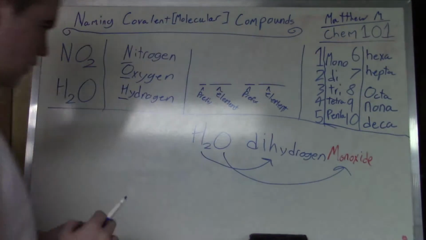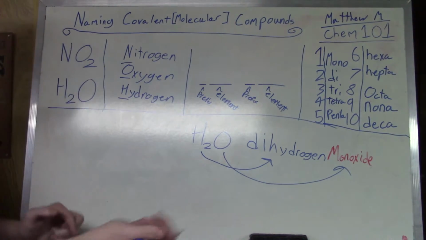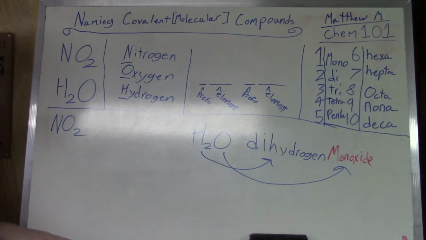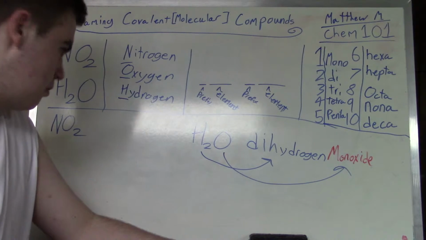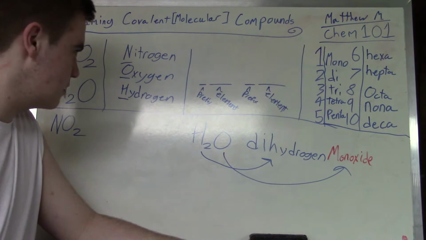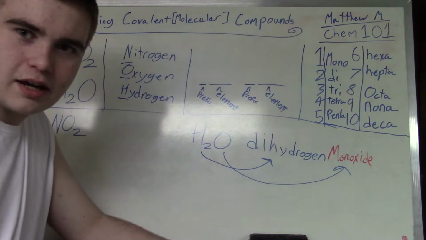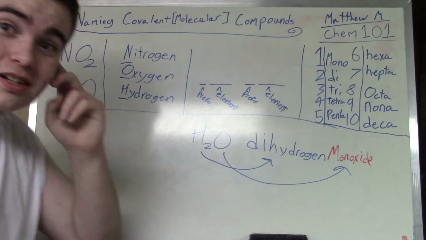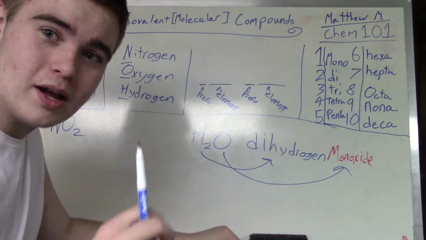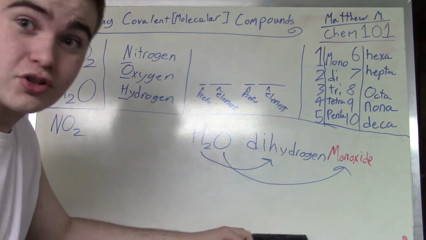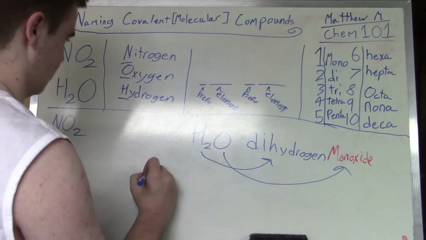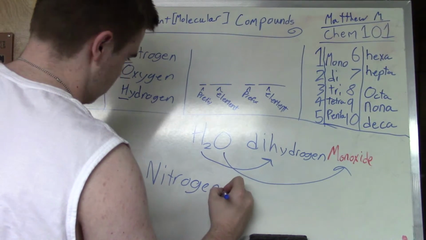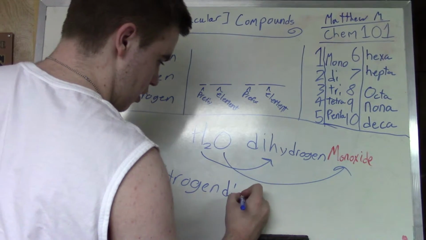Okay, let's move on to another one. Should be simple enough, right? NO2. Well, it should be mononitrogen dioxide, right? No, it's not. Because funny thing is, you never use a prefix if 1 is in the first element. So you would actually just write it nitrogen dioxide.